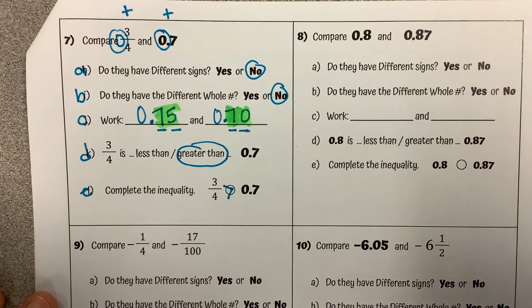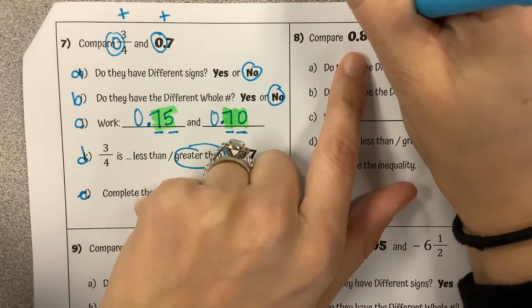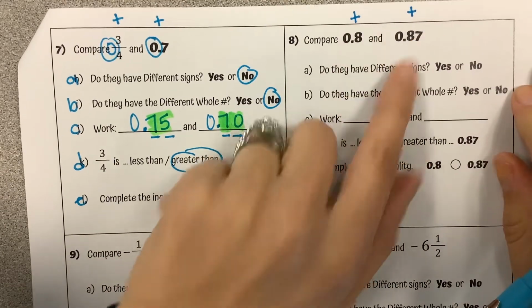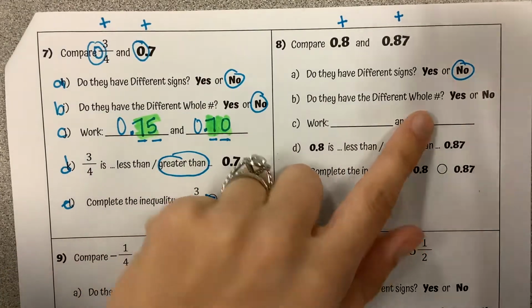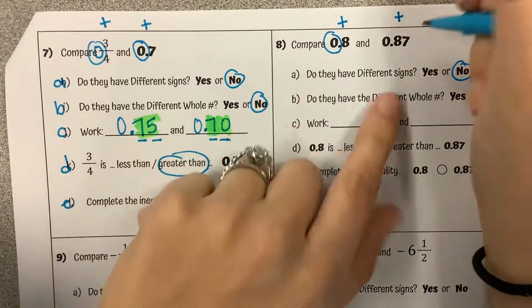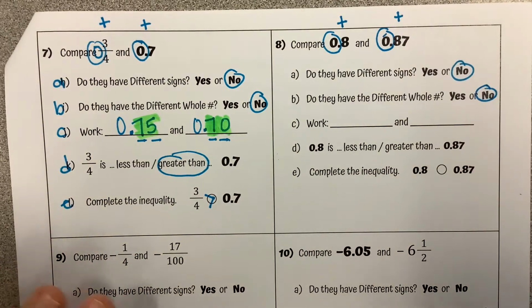Number 8. First question, do they have different signs? Well, this one's positive, this one's positive. So nope, those signs are the same. So no, they do not have different signs. Do they have different whole numbers? Well, the whole number here is 0. And the whole number here is 0. So no, they don't have different whole numbers.